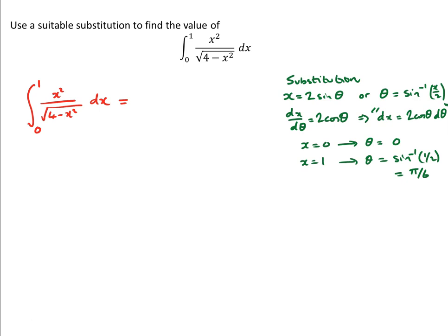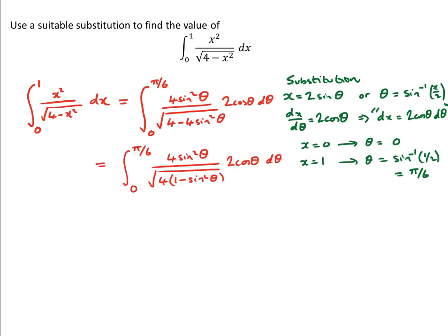So having made the substitution, the integral now becomes the integral between 0 and pi by 6. X squared becomes 4 sine squared theta. 4 minus x squared becomes 4 minus 4 sine squared theta. And the dx term becomes 2 cos theta d theta. 4 minus 4 sine squared theta is the same thing as 4 lots of 1 minus sine squared theta. 1 minus sine squared theta is the same thing as cos squared theta.